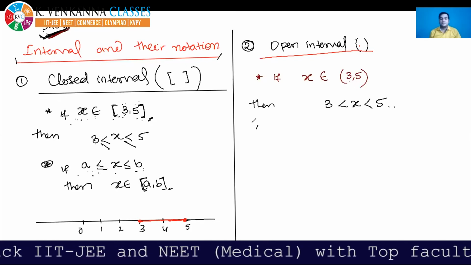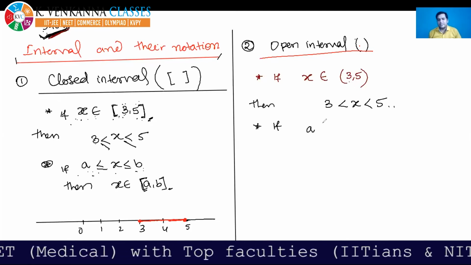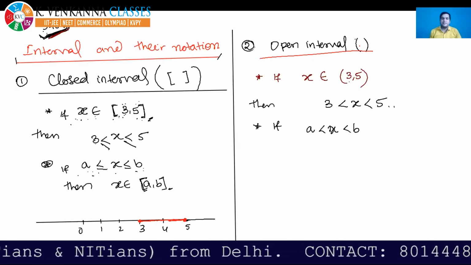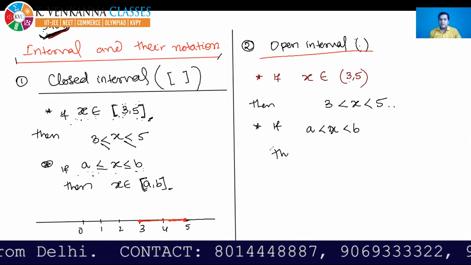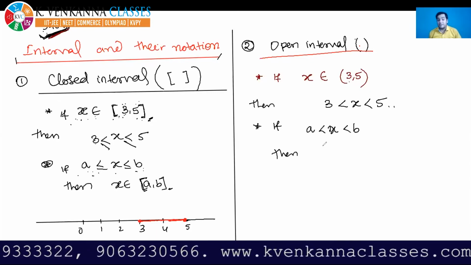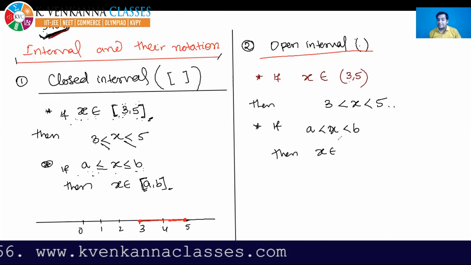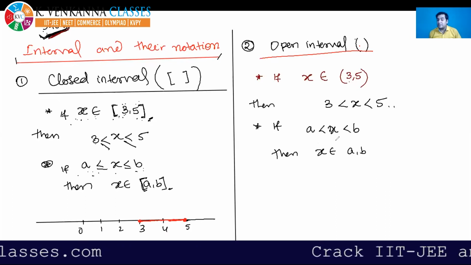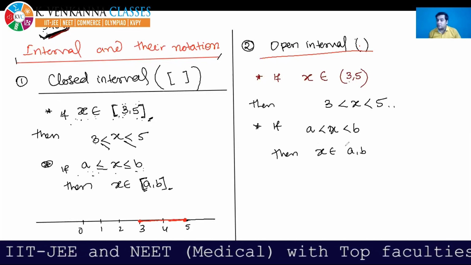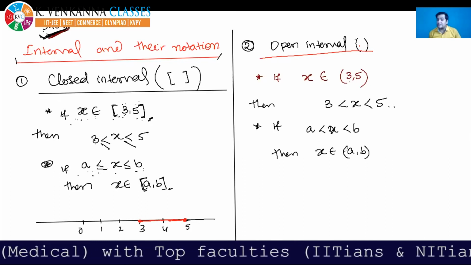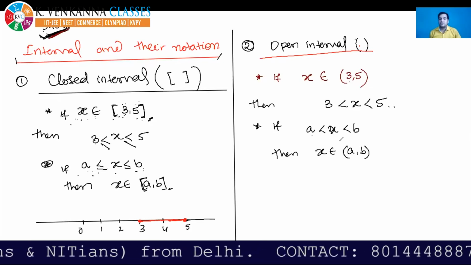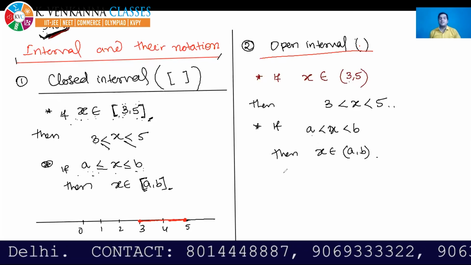So suppose an inequality is written that x is lying between a and b. How do we write it in interval notation? I will say x belongs to a to b. How to read it? Be clear: a to b, open on both sides, because a and b are not included in the value of x. So I will use an open interval here.